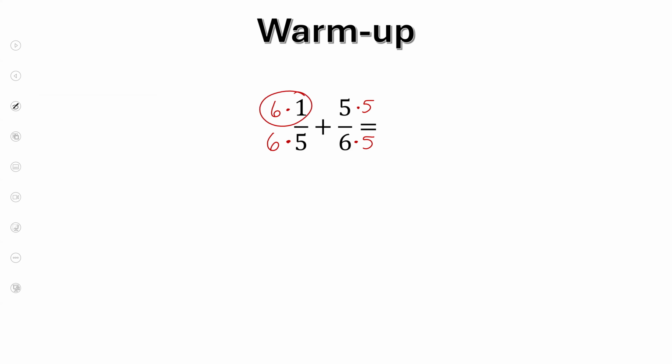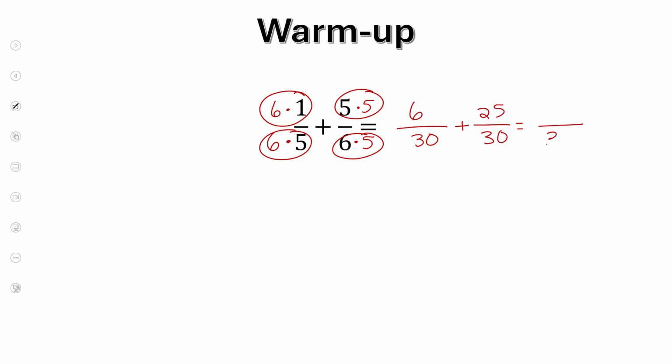6 times 1 is 6. 6 times 5 is 30, plus 5 times 5 is 25. 6 times 5 is 30. You always keep your common denominator the same, and then you're going to add the numerators. 6 plus 25 is 31. I cannot reduce this fraction, so this is my final answer.